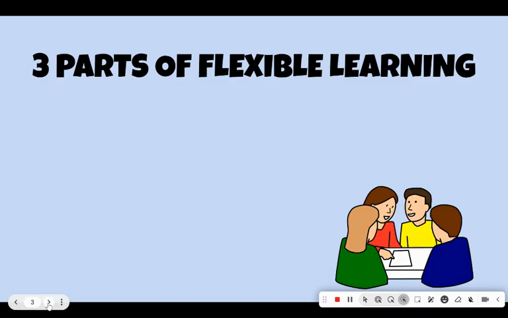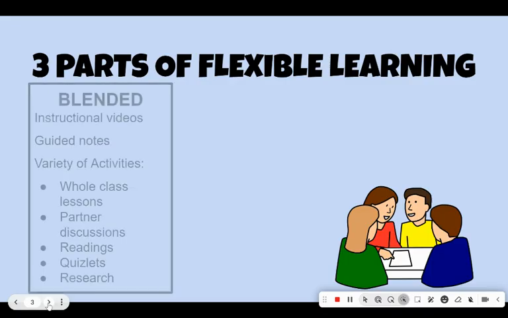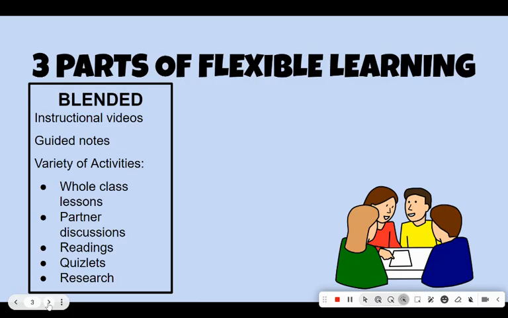Okay, there are 3 parts to flexible learning. The first is that it's blended. So what I want you to write down are the words instructional videos and guided notes. So just write those 2 things right now. Every lesson will have that blended, which just means there's lots of different ways to learn. But what's going to be the same is there's always going to be a set of guided notes that go along with that instructional video. You're watching an instructional video now. What I'm asking you to write down are your guided notes.